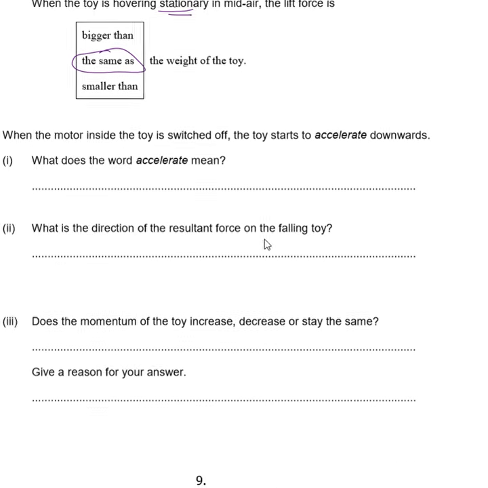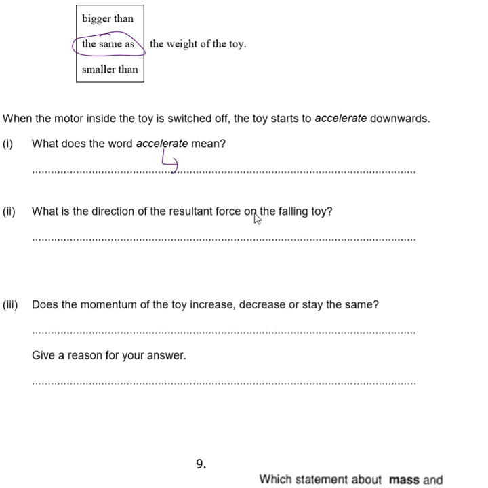Now what does the word acceleration mean? So we've done this. Acceleration is the rate of change of velocity. Okay, so this is the word. So rate of change of velocity. Now if you write the equation, so acceleration is equal to final velocity take away initial velocity over time, then you should also get the mark.